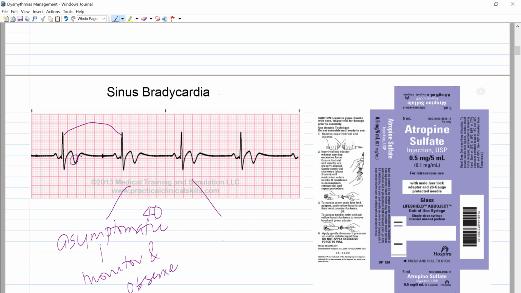Now, if your patient is symptomatic, it means that your patient has many symptoms, like the patient is sweating, pale, having a hard time to breathe, or having an alteration in level of consciousness. You have to investigate what's going on with this patient.